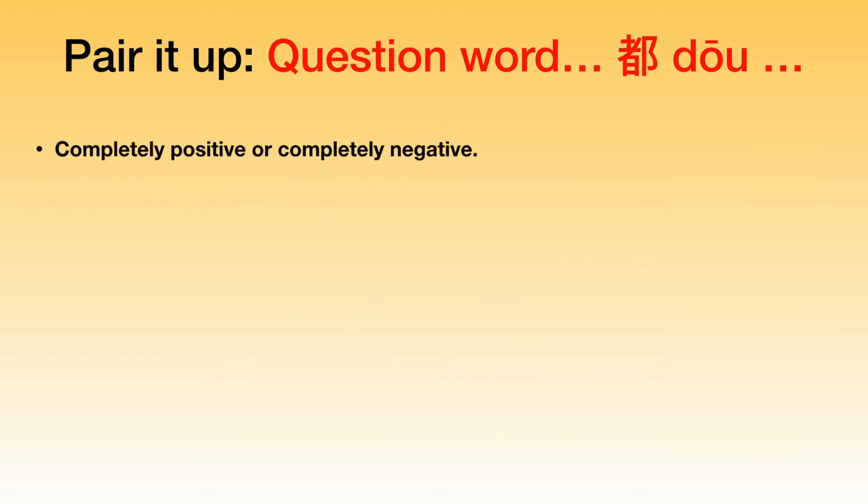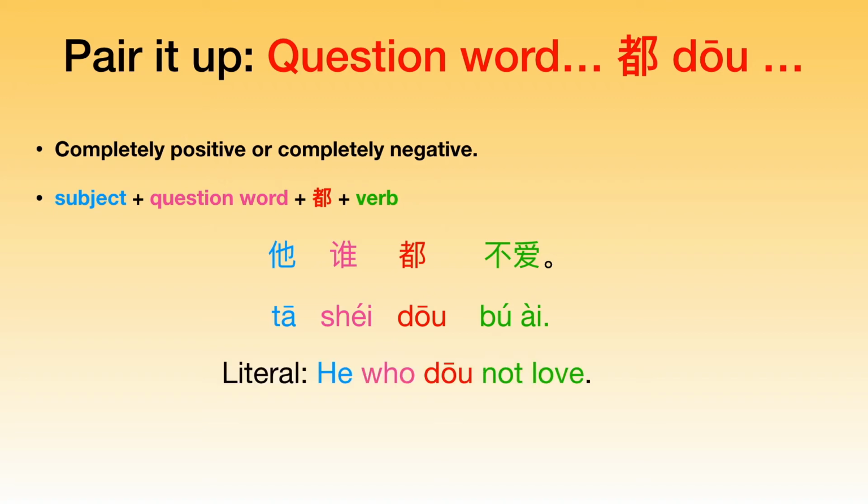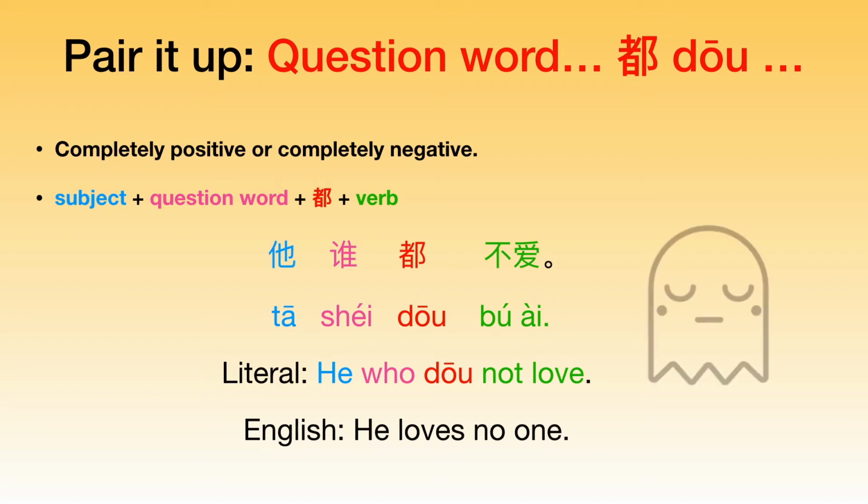So let's do another sentence. Let's do a negative. How about that? 他谁都不爱. He who 都 not love. He loves nobody. Okay? So if you use this construction, question word, 都, verb, or not verb, it means completely yes or completely no. Well, this person is sad. Let's give him a sad face.